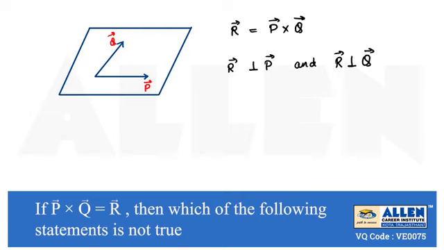The direction of r vector is determined with the help of the right hand thumb rule. That is, the resultant will have a direction perpendicular to the plane consisting of p vector and q vector. Therefore, r vector is perpendicular to p vector and it is also perpendicular to q vector. This is our first case.